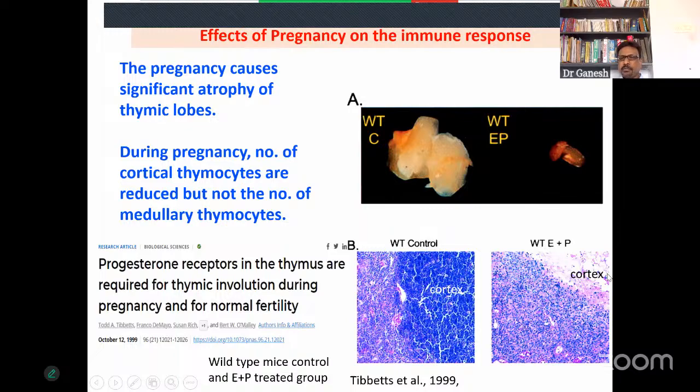So here is the experimental one where the mice were treated with estrogen and progesterone, the cortex T lymphocytes are severely affected, whereas the medullary lymphocytes are not affected here, because the receptors for progesterone and estrogen are mainly present in the cells in the cortex region, so that they are highly responsive and they are destroyed because of the high amount of estrogen as well as progesterone. There is a paper from Dept et al. entitled "Progesterone Receptors in the Thymus Are Required for Thymic Involution During Pregnancy and for Normal Fertility."